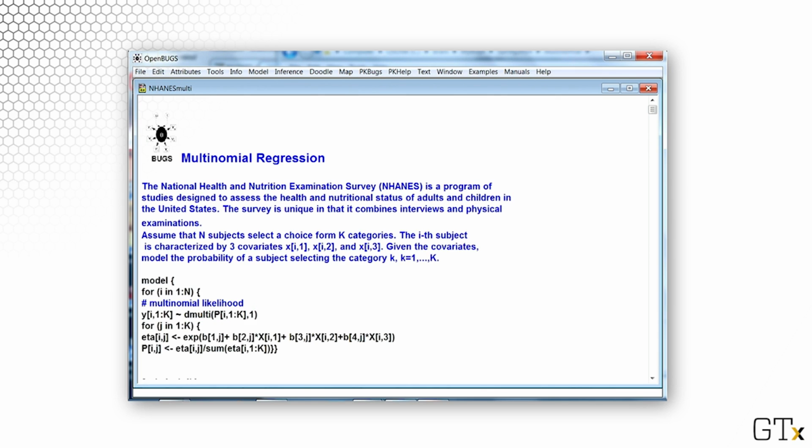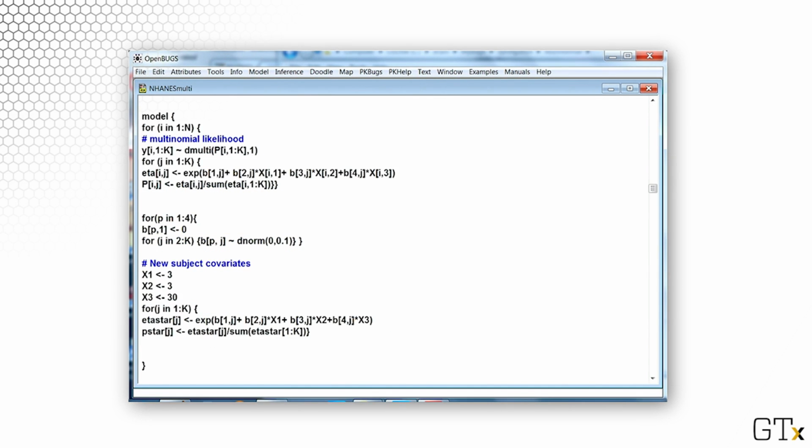And then for each category from 1 to K, you say that this eta, which is the linear combination for the ith subject and category j, is e raised to the linear combination. And then to find the probability, you take this eta and you divide by the sum of all etas, simply to normalize this. So when you sum up all these probabilities with respect to j, with respect to the category, you will get 1.